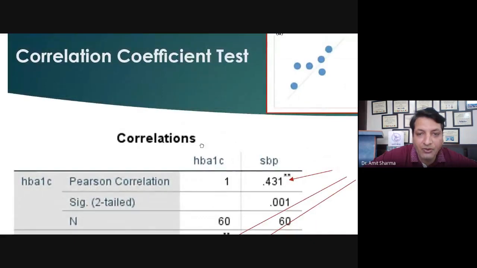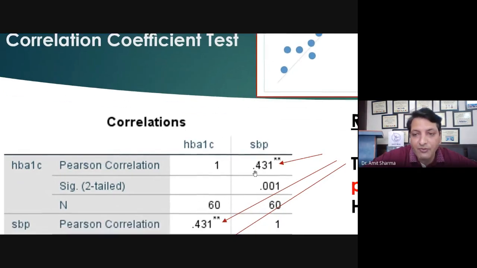Now how to find out what was the correlation between HbA1c and systolic blood pressure? Here we have got the value 0.43. As I told you in the beginning, we have a standard, and the standard is -1 to +1. That means there is a correlation, and the correlation was found positive because we didn't get the Pearson correlation value in minus. The value is given in plus, so we can say that a positive correlation is there.